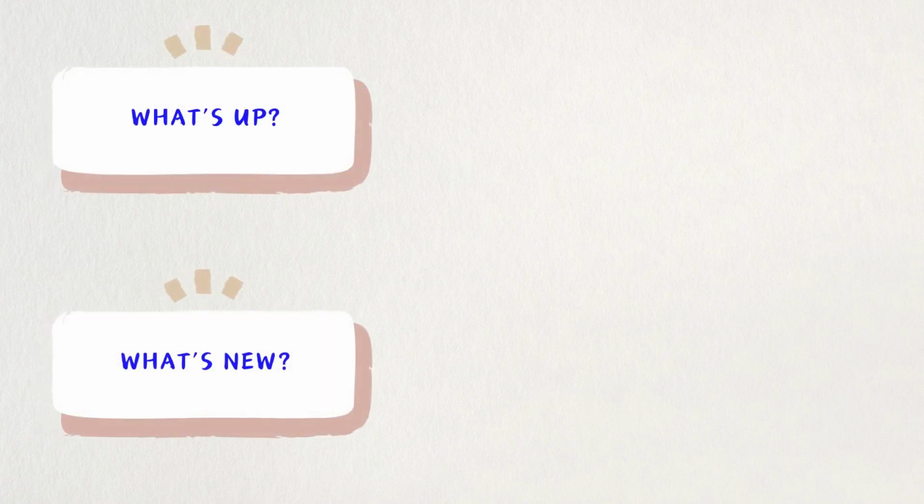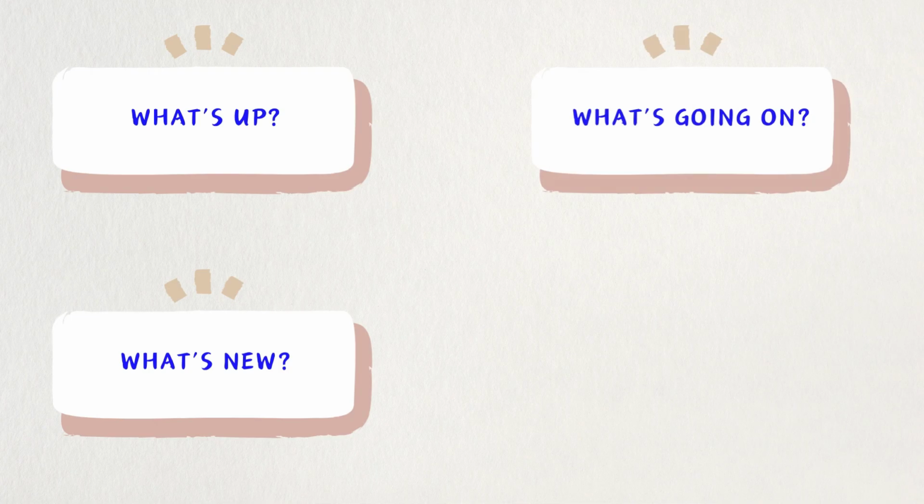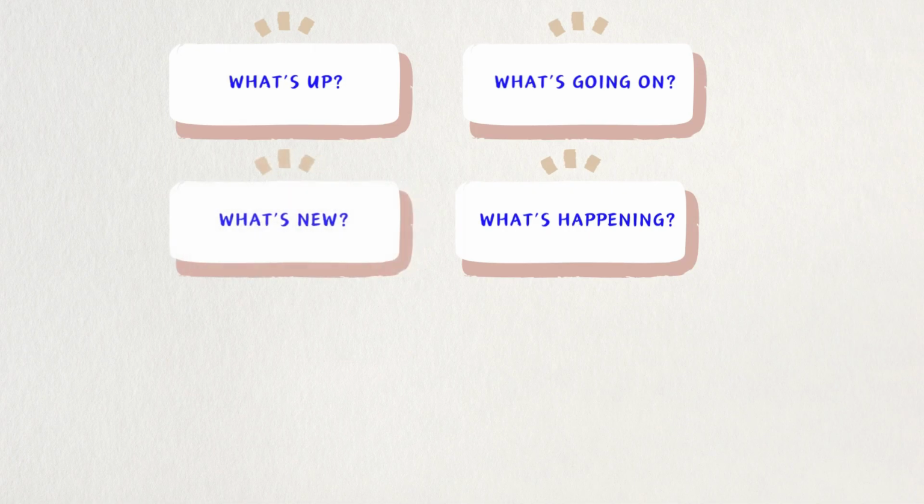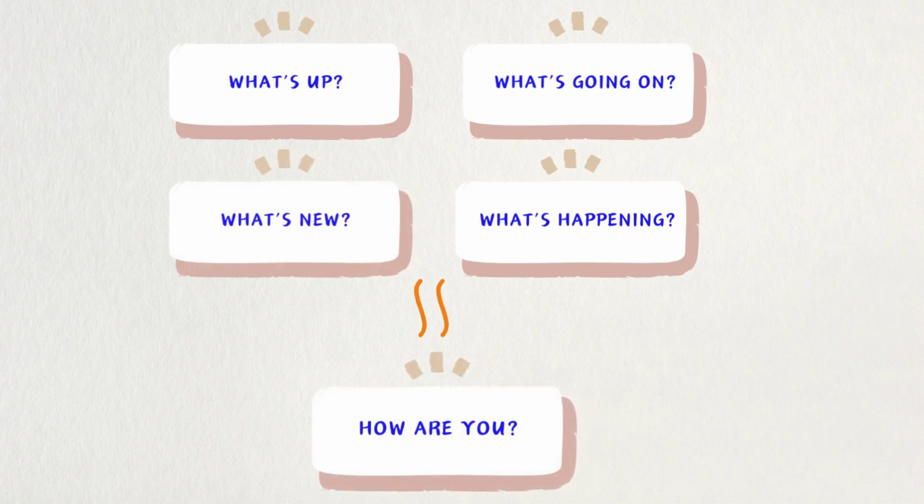You also ask, "What's up?" "What's new?" "What's going on?" Or, "What's happening?" These are some other informal ways of asking, "How are you?" which are typically used to casually greet someone you have met before.